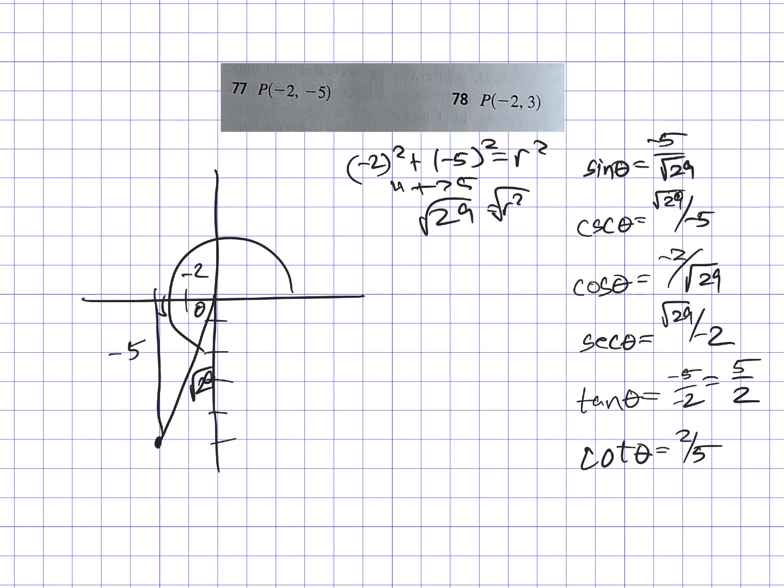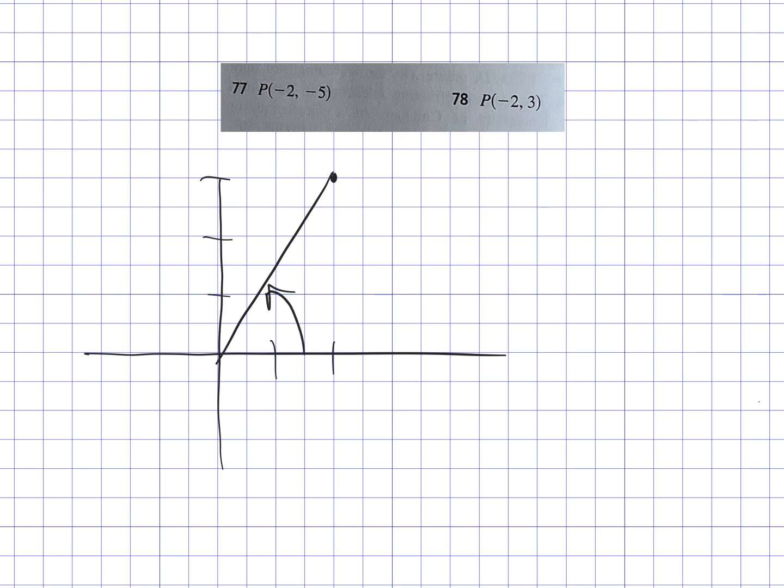Now let's clean this up, and we'll do number 78. P is at 2, 3. 1, 2, 1, 2, 3. Let's do that again. Make it a little nicer. Oops. One, two, 1, 2, 3. So there is our triangle. So, negative 2, 3, sorry. That's over here. Negative 2, positive 3. So that's wrong. Negative 2, positive 3.